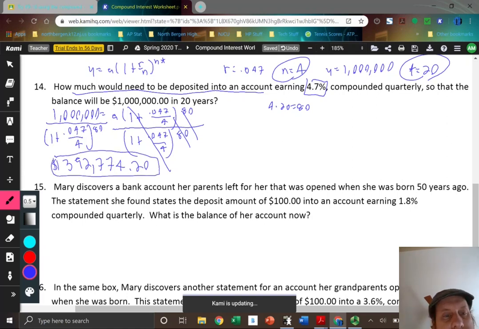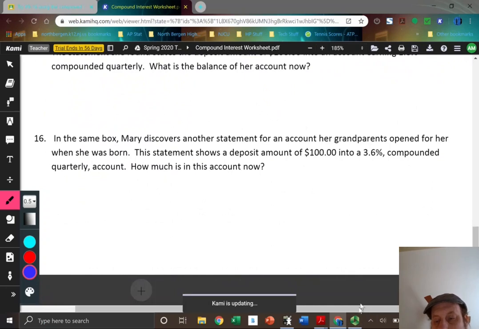If you found this confusing, what you could do is simplify 1 plus 0.047 over 4 to the 80th first. Get that, and then divide 1 million by that actual value, in 2 separate steps. Just round to like 4 decimals so it's really accurate. So if it says, what is the balance of our account now, they're asking for the final amount at the end. That's the easier ones. If they're asking what would need to be deposited, they're asking for the initial amount, which is A. Okay, all good, guys.